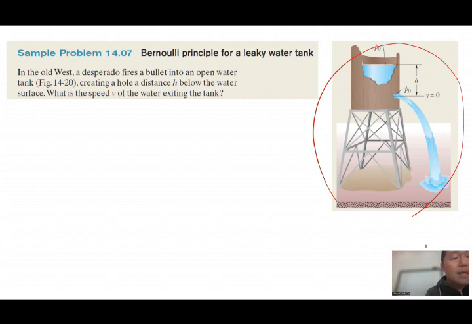So you have to apply the same kind of approach to solve this problem as in sample problem 14.02. Here, the volume flow rate V is A times the speed v naught, so that is A times v naught. Here, A is the area of the hole from the bullet, and the other area is the area of the whole surface. That should be multiplied by the speed of the water out of the hole.